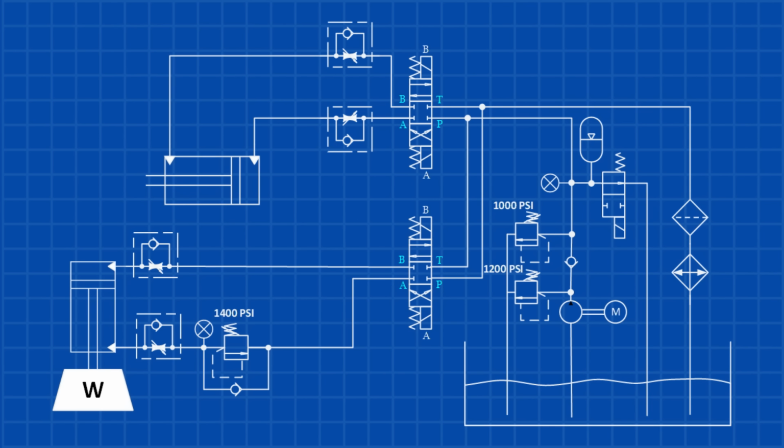By the end, you'll understand the symbols for the main components: actuators, pumps, control valves, and accessories. Knowing these is crucial because they form the backbone of any hydraulic system, helping you troubleshoot, design, or simply understand how things work. Let's jump in.